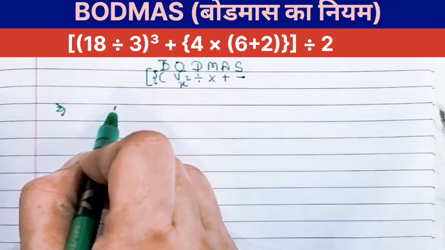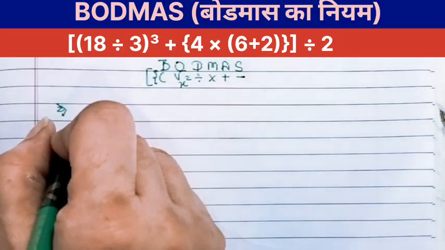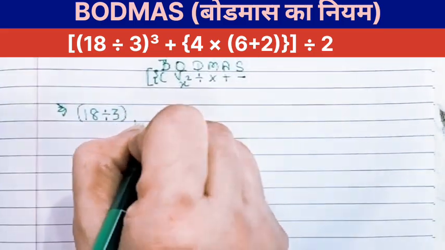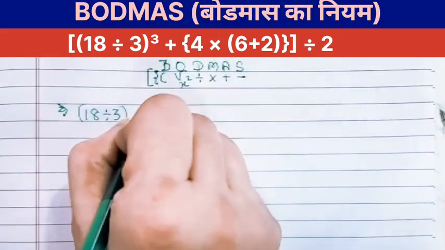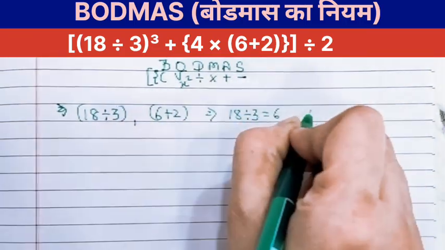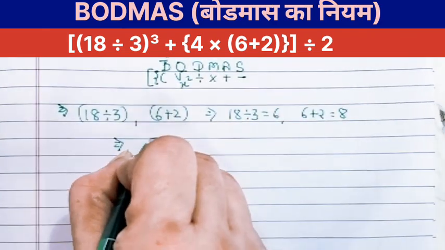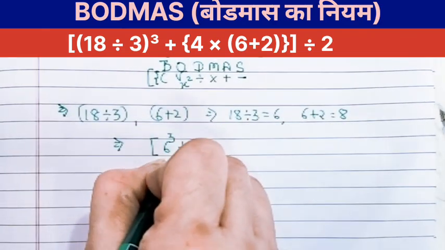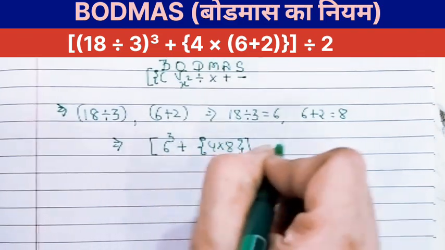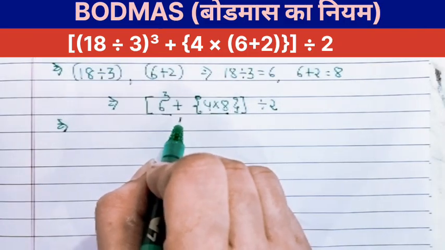Now solve the first step, solve parentheses. Solve the math inside both sets of parentheses first. So there is 18 divided by 3 in the first parenthesis, and the second one is 6 plus 2. Now calculate: 18 divided by 3 is equal to 6, and 6 plus 2 is equal to 8. Now the expression becomes square bracket 6 cube plus curly bracket 4 multiplied by 8 close square bracket divided by 2.